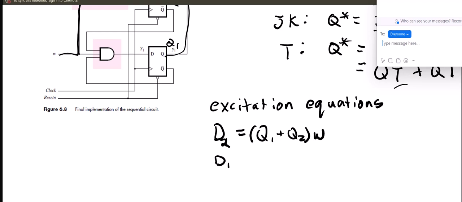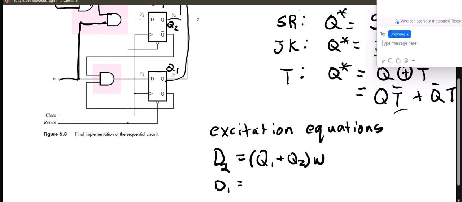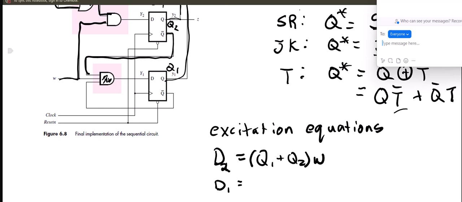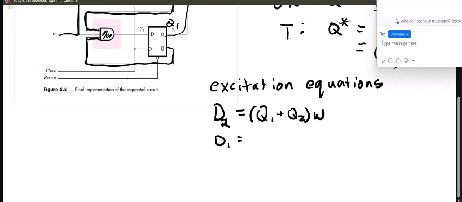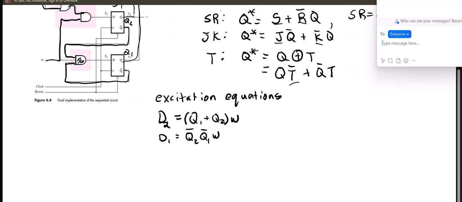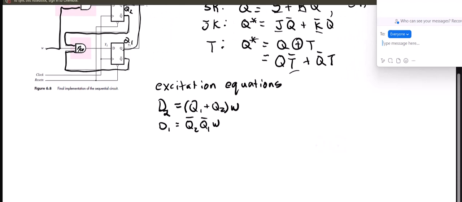And then D1 is the AND, so it's this AND gate right here. It's the AND of Q2 bar and Q1 bar and W. So those are the excitation equations.